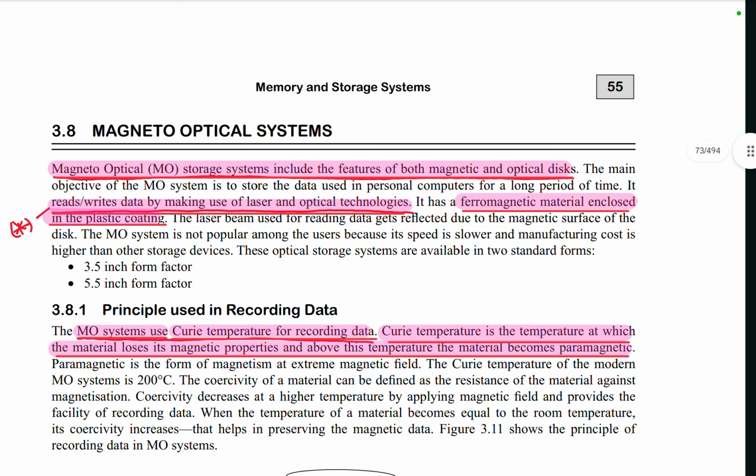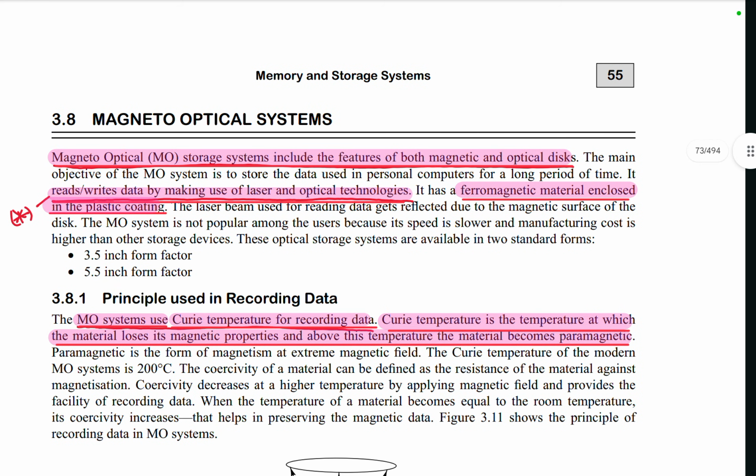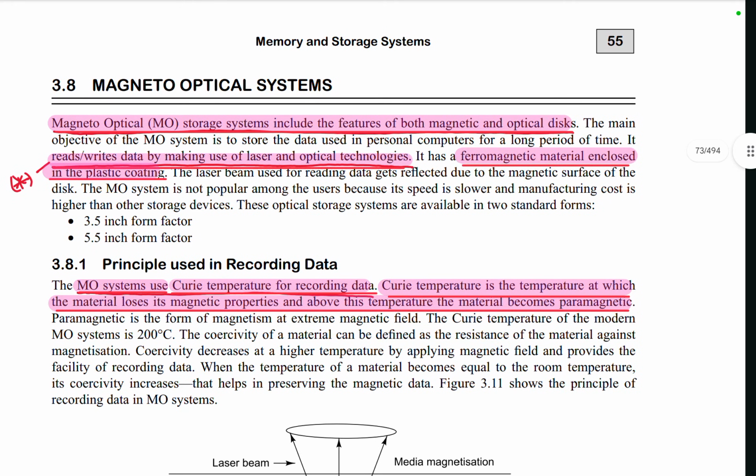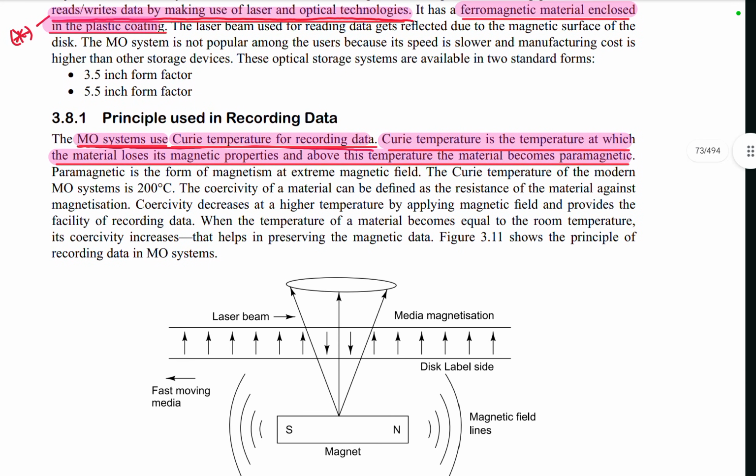Magneto-optical storage systems include the features of both magnetic and optical disks. They read and write data by making use of laser and optical technologies. Principle: ferromagnetic material enclosed in a plastic coating.